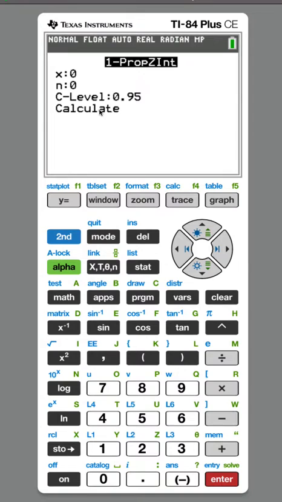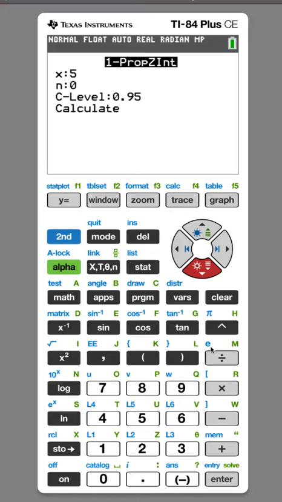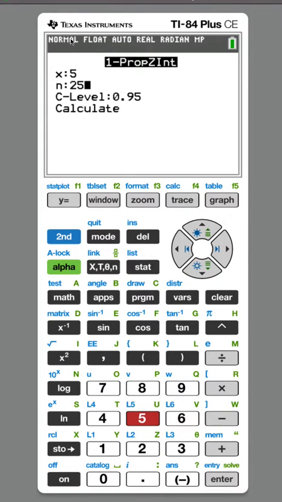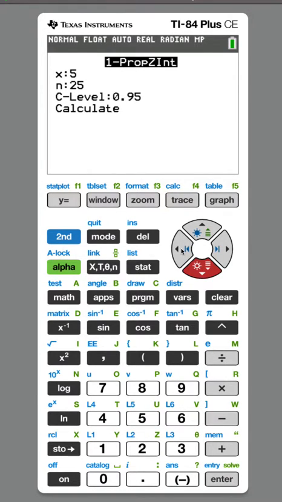And I'm just going to randomly make up some numbers. So everything is here. The number of successes, let's say, is 5. Number of trials, let's call it 25. And let's just say I want to find the confidence level, 95% confidence interval, and then calculate.